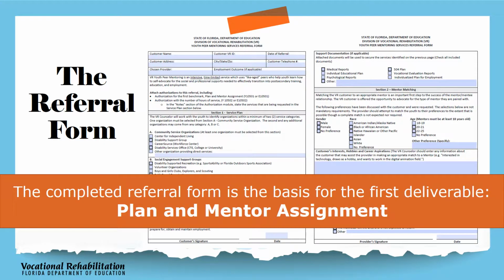On the screen is a picture of the two-page referral form. The form, once completed by the counselor and provider, will serve as the first deliverable, plan and mentor assignment. We're going to look at some referral specifics, starting with service selection.